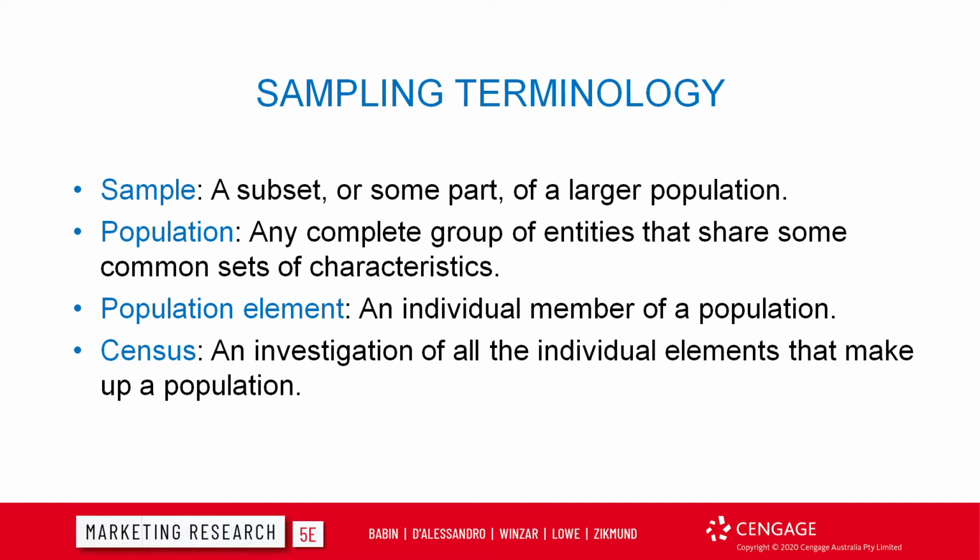In the sampling terminology, we have to highlight the four main terms used. First is a sample, which is the subset or some part of the larger population. Population, which is any complete group of entities that share common sets of characteristics. Population element, which is each individual person of the population, and census is an investigation of all the individual elements that make up the population.